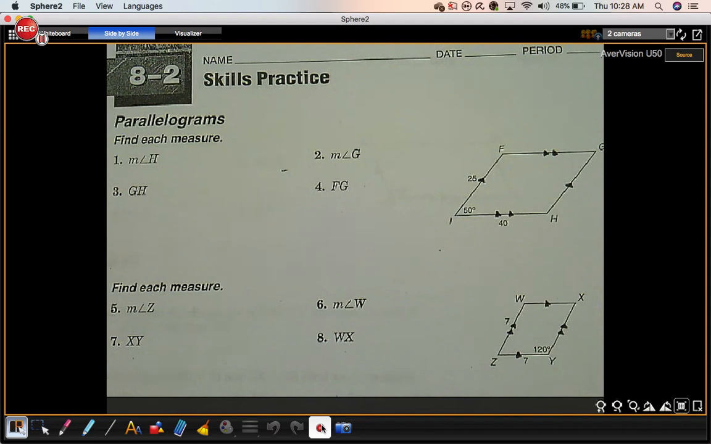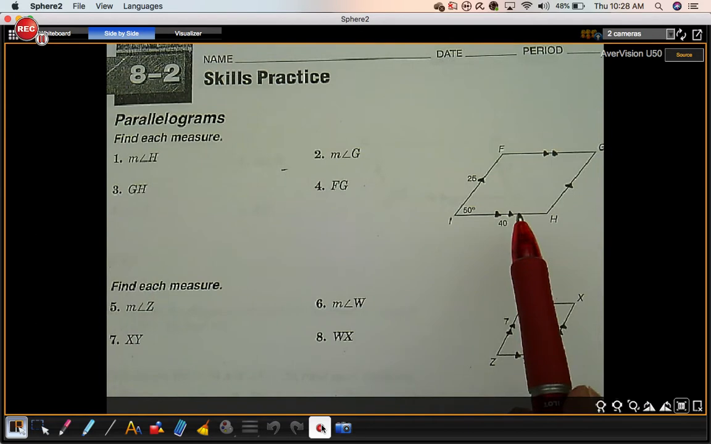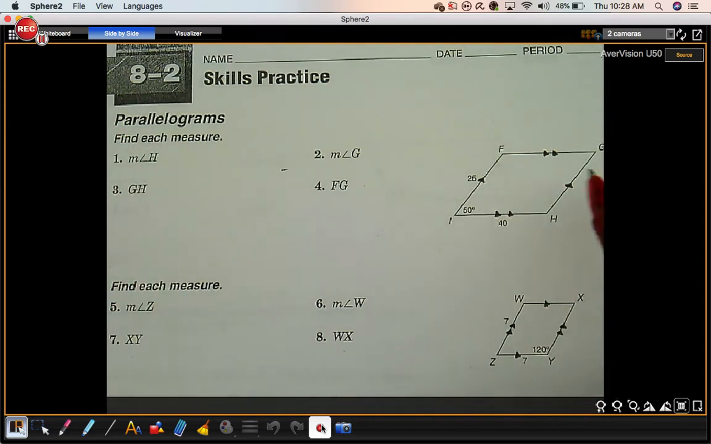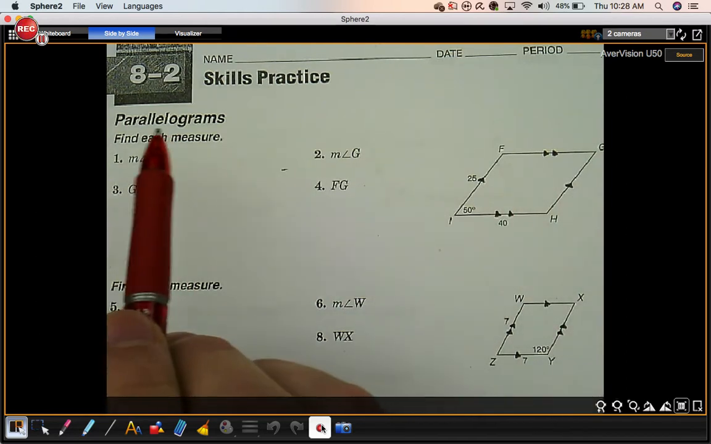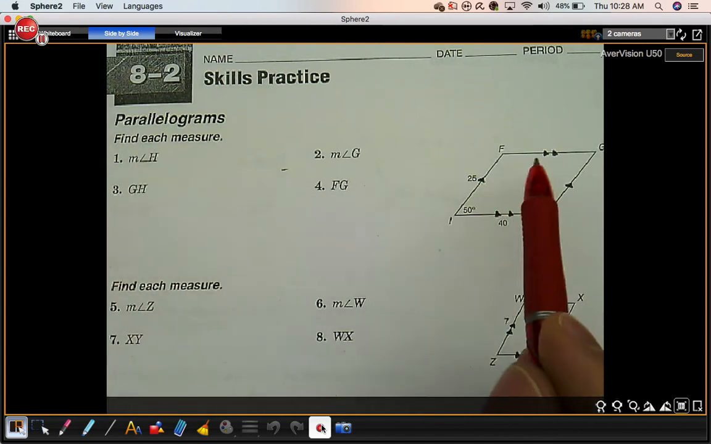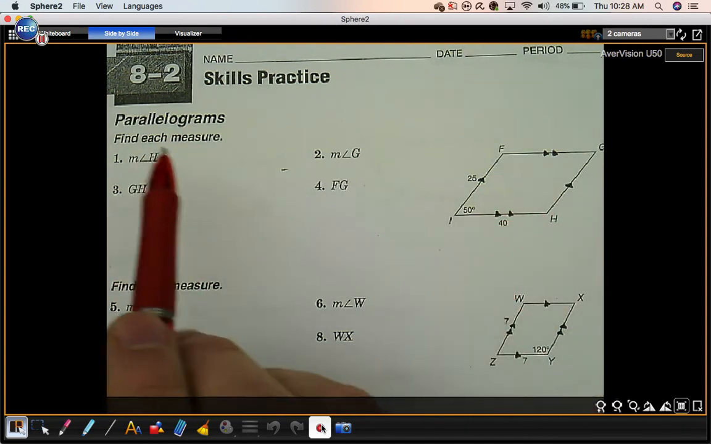This is the skills practice for section 8.2 on parallelograms. We're going to use this figure to find each measure. We know this is a parallelogram because of these marks, not because it looks like it. It's because of the marks. Let's find each measure.